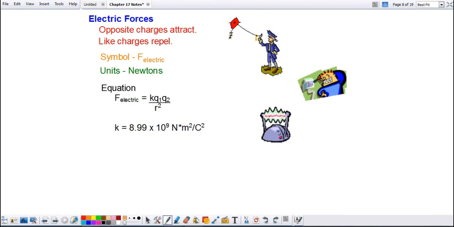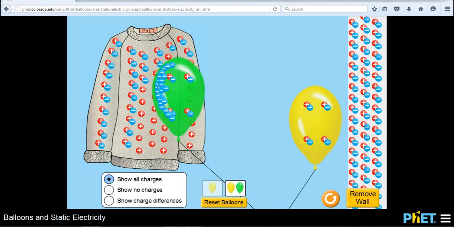Okay, so from this we learn a little bit. One, that there's a force that's causing this motion, and we call it the electric force. And two, that it was attracted to the opposite. So opposite charges attract. So if something's got a net positive charge and something else has a net negative charge, they're going to be attracted to each other. And you're going to see like charges repel. So let's take a look at that.